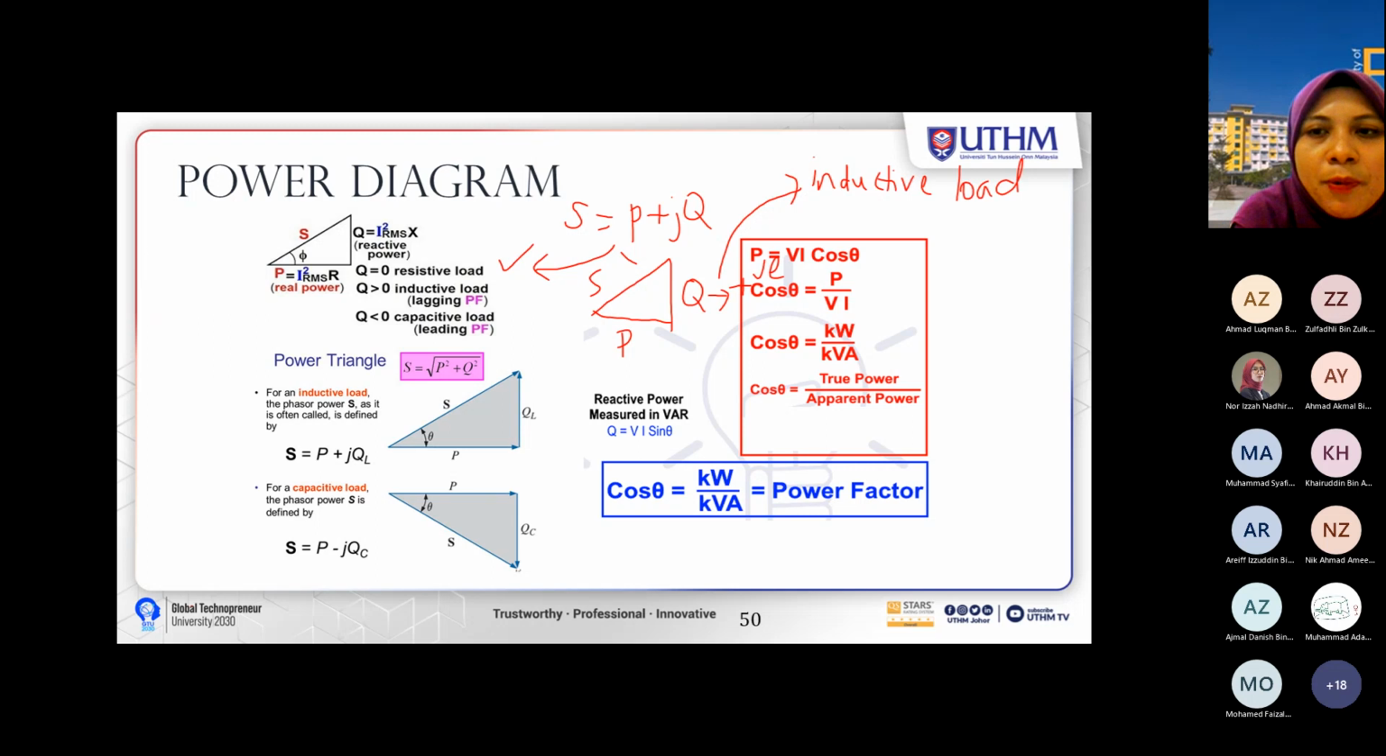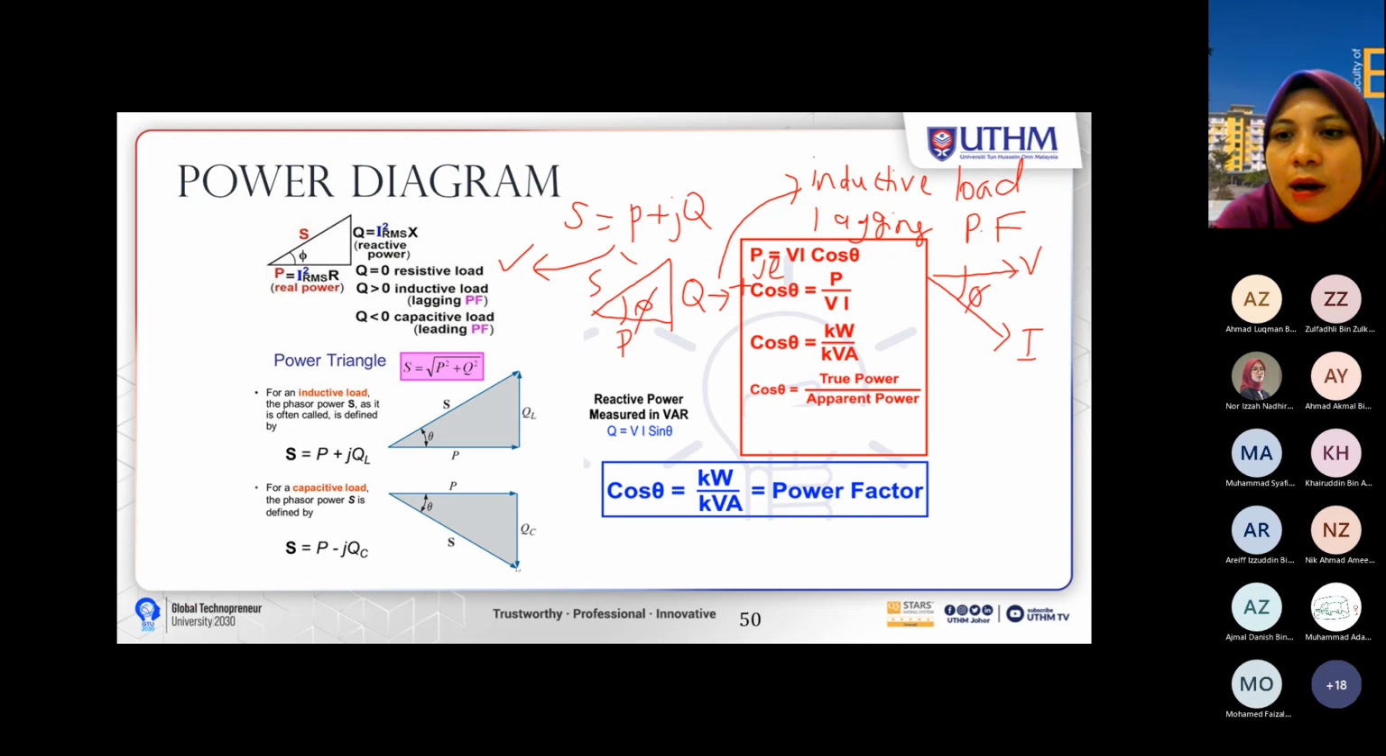Di mana dia punya power factor adalah lagging power factor. Cuba recall balik dah belajar dekat GTD. Kalau lagging, power triangle dia beza. Maksudnya S ni mendahului daripada P. Kalau untuk V dengan I, I lags V. So I lagging V, dia adalah lagging power factor. Okay, lagging power factor dia punya power triangle dia macam ni.